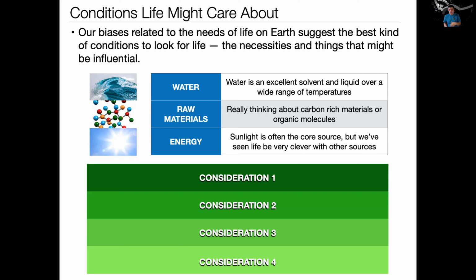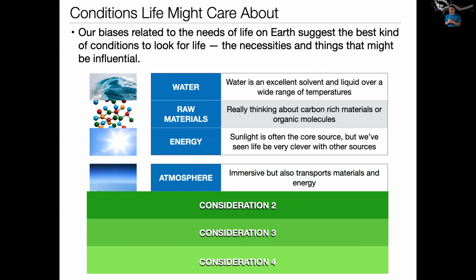Now, there are other considerations, things that aren't essential for life, not the way these top three items are, but things that certainly could inhibit or enhance the ability of life to survive. Okay, so one example of a consideration is the atmosphere. So life on Earth very much benefits from the fact that an atmosphere is here. The atmosphere regulates the environment. It helps control the temperature and the energy flow to and from the Earth. And it also transports materials around the planet.